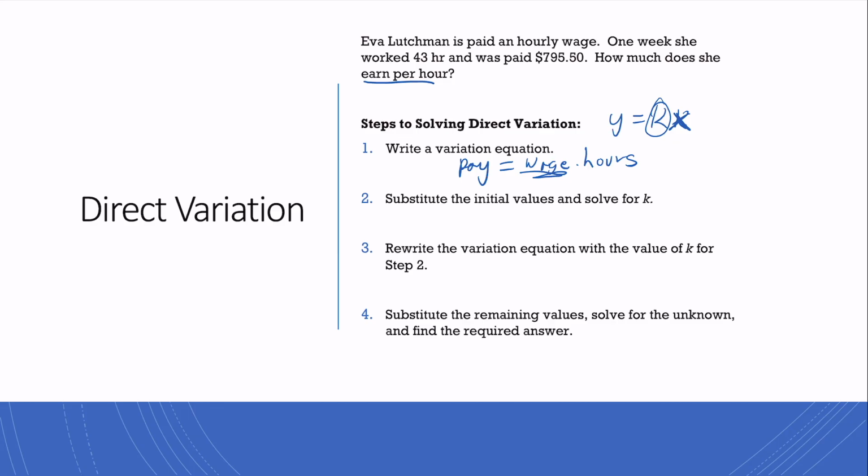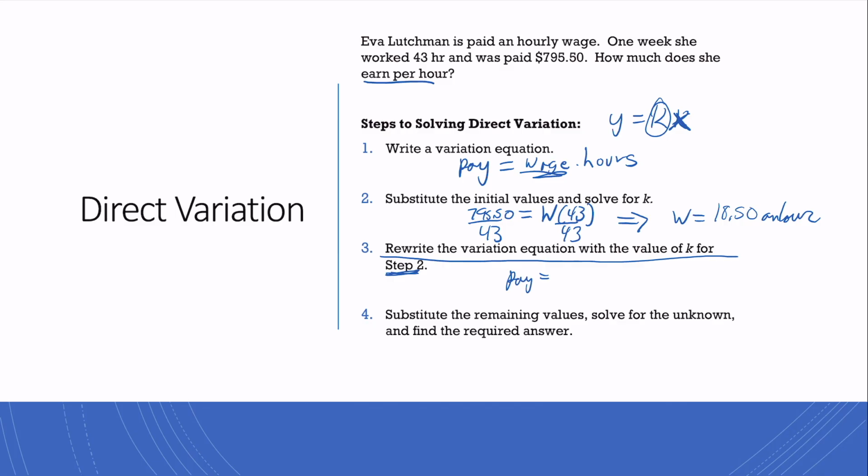So we're going to substitute in the initial values to solve for k. I've got $795.50 equals some unknown, I'll call it W, times 43 because she worked 43 hours. I can then divide both sides by 43 and I get that she's paid $18.50 an hour, right? I can then rewrite our equation with our new value of k, our new constant. So our pay equals $18.50 times the number of hours. Right?